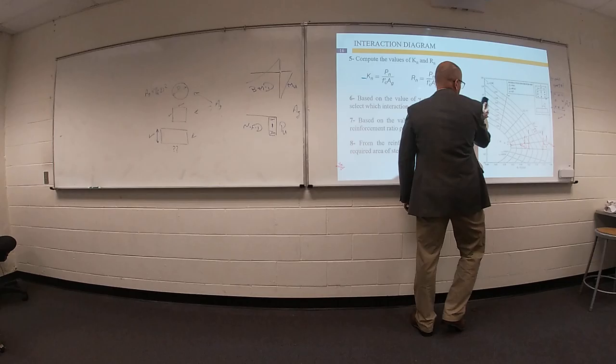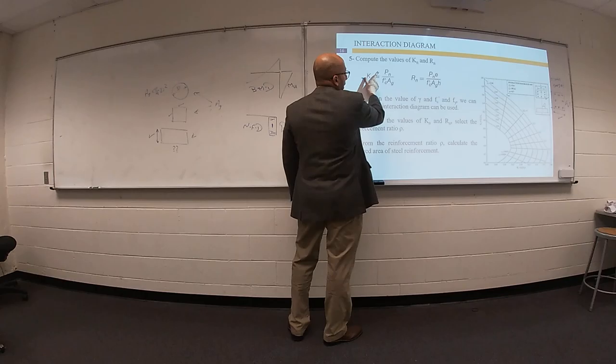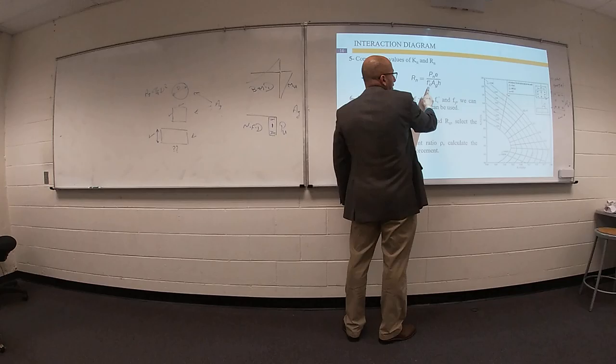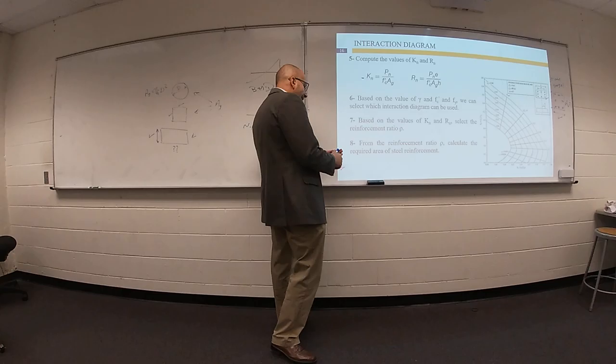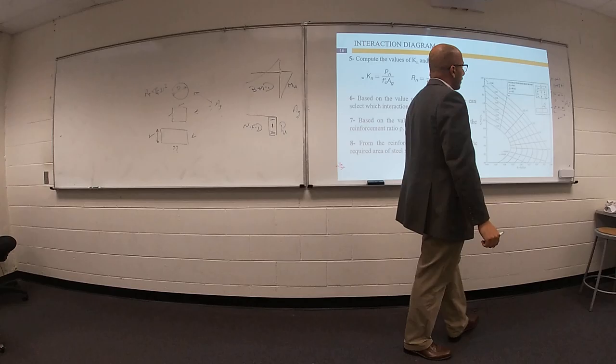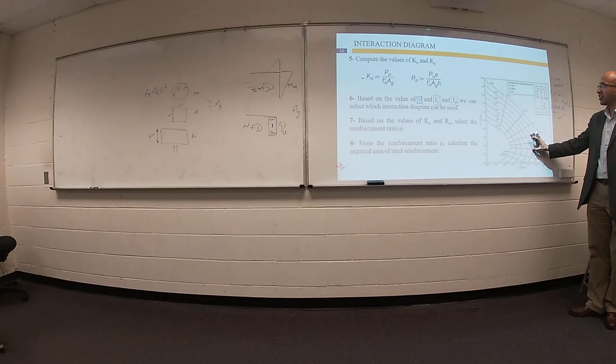First factor: Kn equal Pn divided by Fc prime times area gross. Rn equal Pn times eccentricity divided by Fc prime times area gross times h. Based on the value of gamma that you calculated before, the value of Fc prime, and the value of F yield, you can decide which interaction diagram you will use. Why? For each interaction diagram, we have a title here.